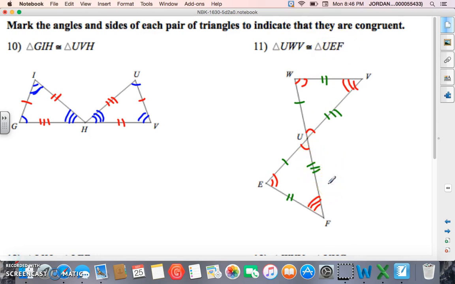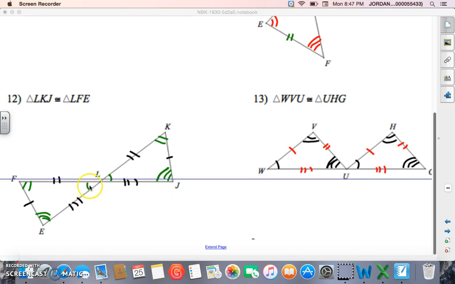Okay? So you guys try the last one. You can see right here, these 2 angles share the same mark. F and K share the same mark. J and E should have the same mark, because those are all the ones that correspond to each other. L corresponds to L, K to F, and J to E. And then their sides, FE, corresponds to KJ, so those have the same mark, and the others fall in, so you can see what those are.